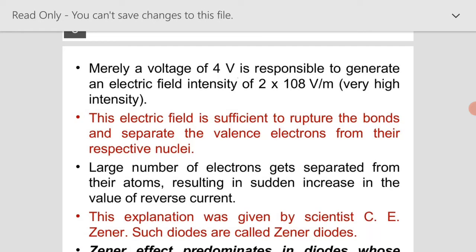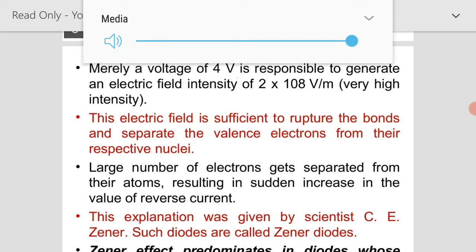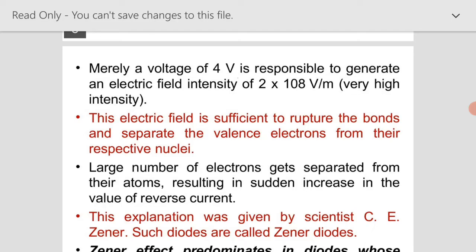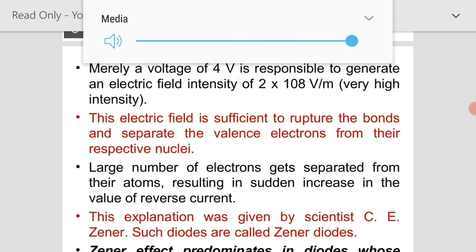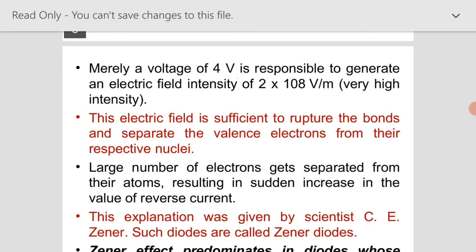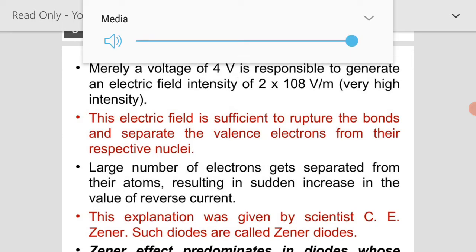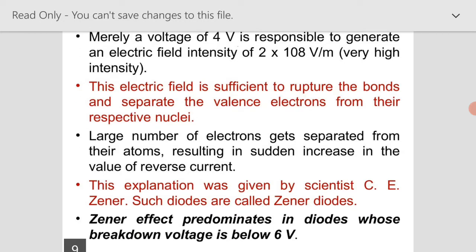Merely a voltage of 4 volt is responsible to generate an electric field intensity of 2 into 10 raised to 8 volt per meter, very high intensity. This electric field is sufficient to rupture the bonds and separate the valence electrons from their respective nuclei. A large number of electrons get separated from their atoms, resulting in sudden increase in the value of reverse current. This explanation was given by scientist C. E. Zener. Such diodes are called Zener diodes. Zener effect predominates in diodes whose breakdown voltage is below 6 volt.